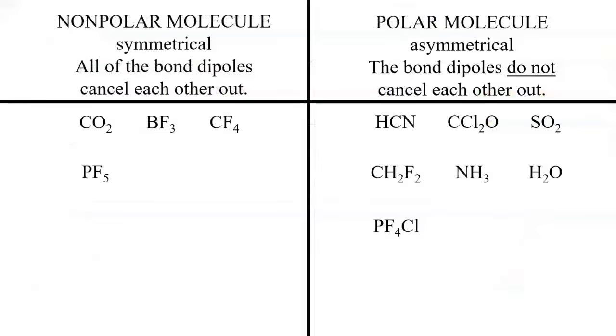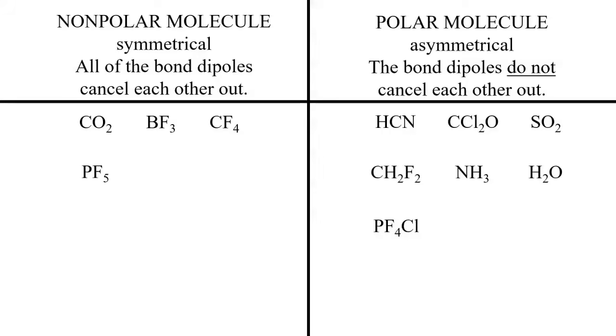So these 2 molecules are a good example of compare and contrast. PF5 and PF4Cl. Same molecular shape, trigonal bipyramidal, but the PF5, because of symmetry, is a nonpolar molecule in which all the bond dipoles cancel each other out. PF4Cl, because of asymmetry, the bond dipoles do not cancel each other out, so it's polar.